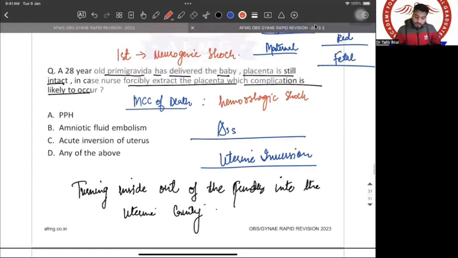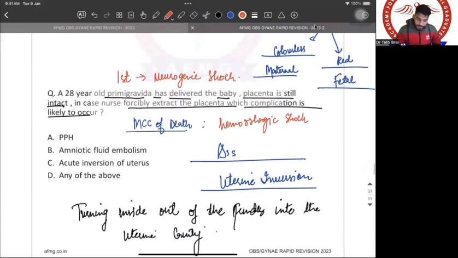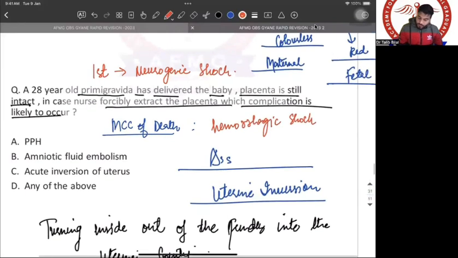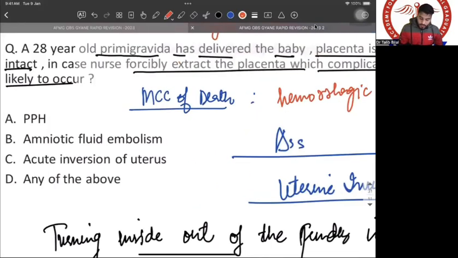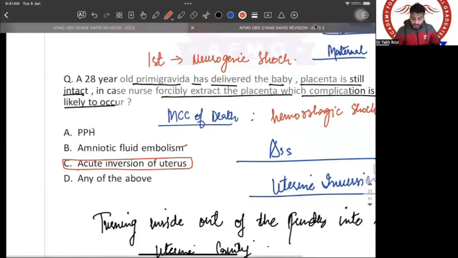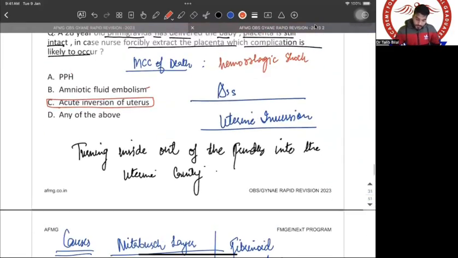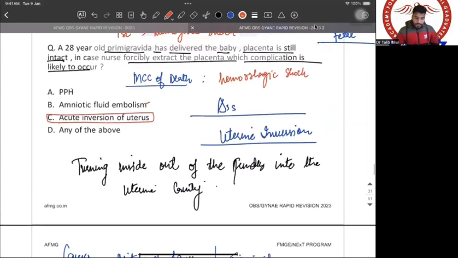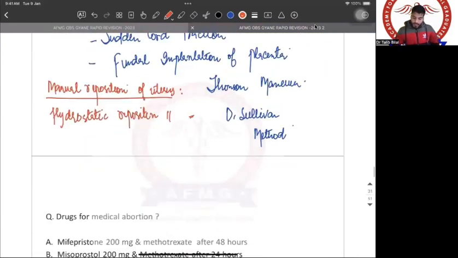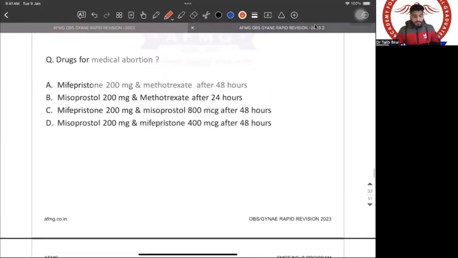So guys, this was all about uterine inversion. So what is the question, guys? Which complication is likely to occur? The complication that can occur is acute inversion of the uterus, or uterine inversion. Amniotic fluid embolism, I will discuss how the patient will present. And postpartum hemorrhage, we have already discussed in part 1. So the answer for this will be acute inversion of the uterus. And the cause of death is hemorrhagic shock.